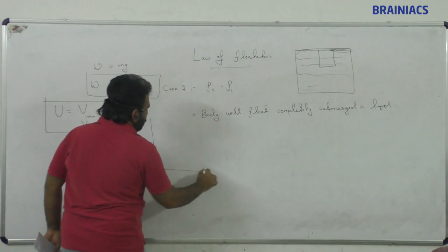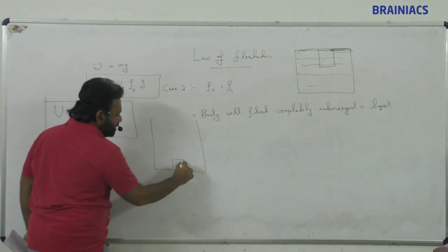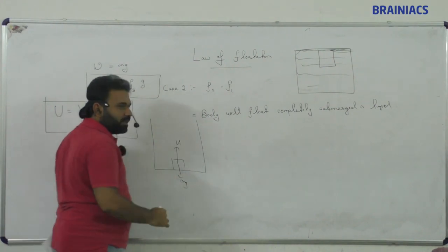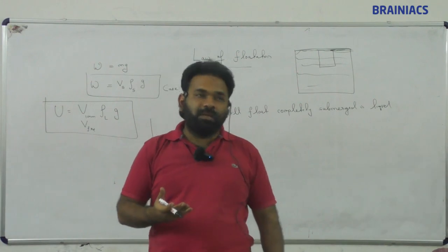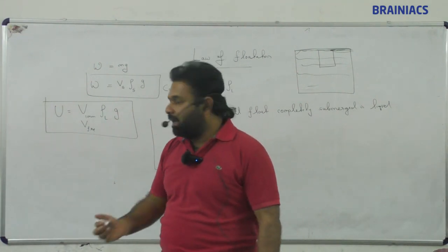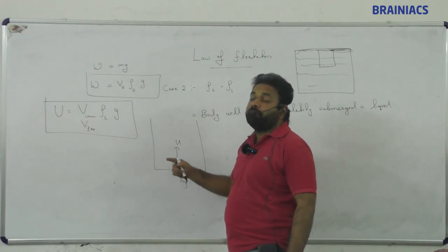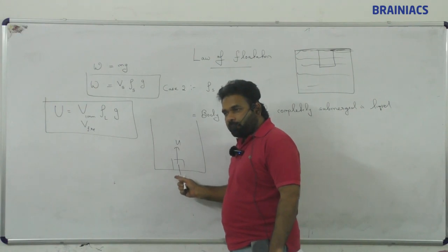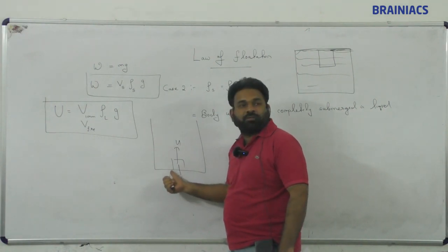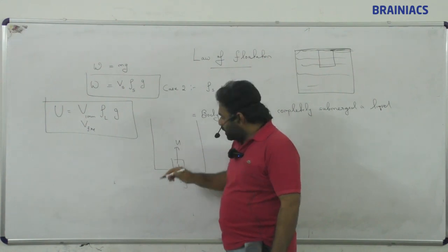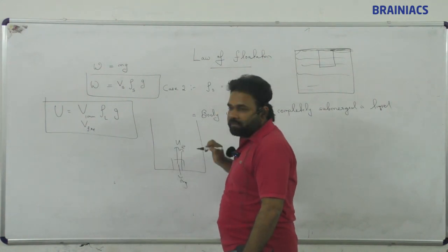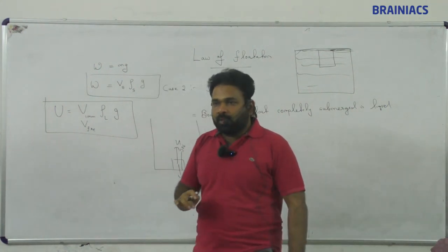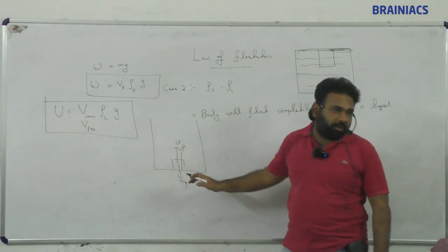See, in the previous case, since the body is here, mg is acting in this direction, upthrust is acting in this direction, we cannot say upthrust and mg are equal. There is a difference. Mg is more, actually. That is why we said mg minus upthrust is the apparent weight. This is in equilibrium, considering the force of normal reaction of the ground. Suppose if this normal reaction is also considered, normal reaction plus upthrust is equal to mg. Correct. Then only we will be able to say that it is in equilibrium.